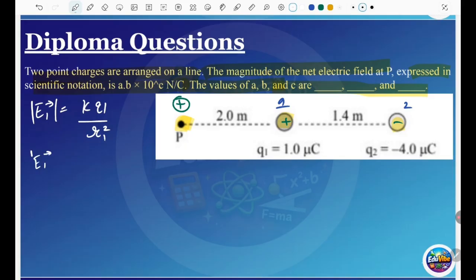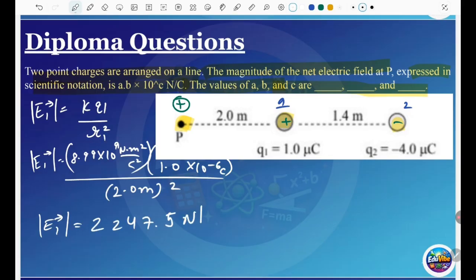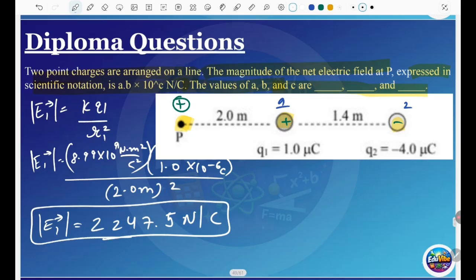So for E1, k is 8.99 times 10 to the power 9 newton meter squared per coulomb squared. Q1 is 1.0 times 10 to the power minus 6 coulombs, which is a microcoulomb value, and r is 2.0 meters, so it stays in meters. This is clear. So E1 is equal to 2247.5 newtons per coulomb. For E2, we do the same thing.